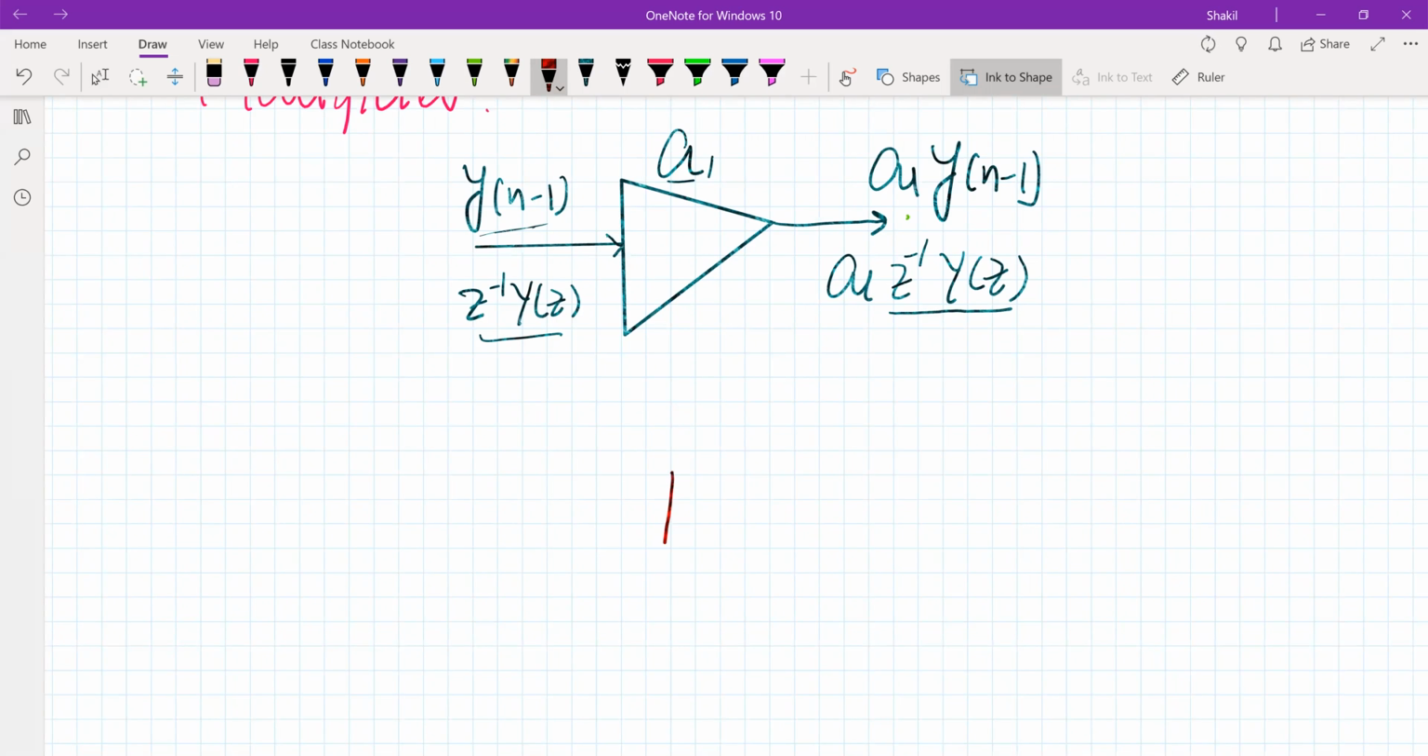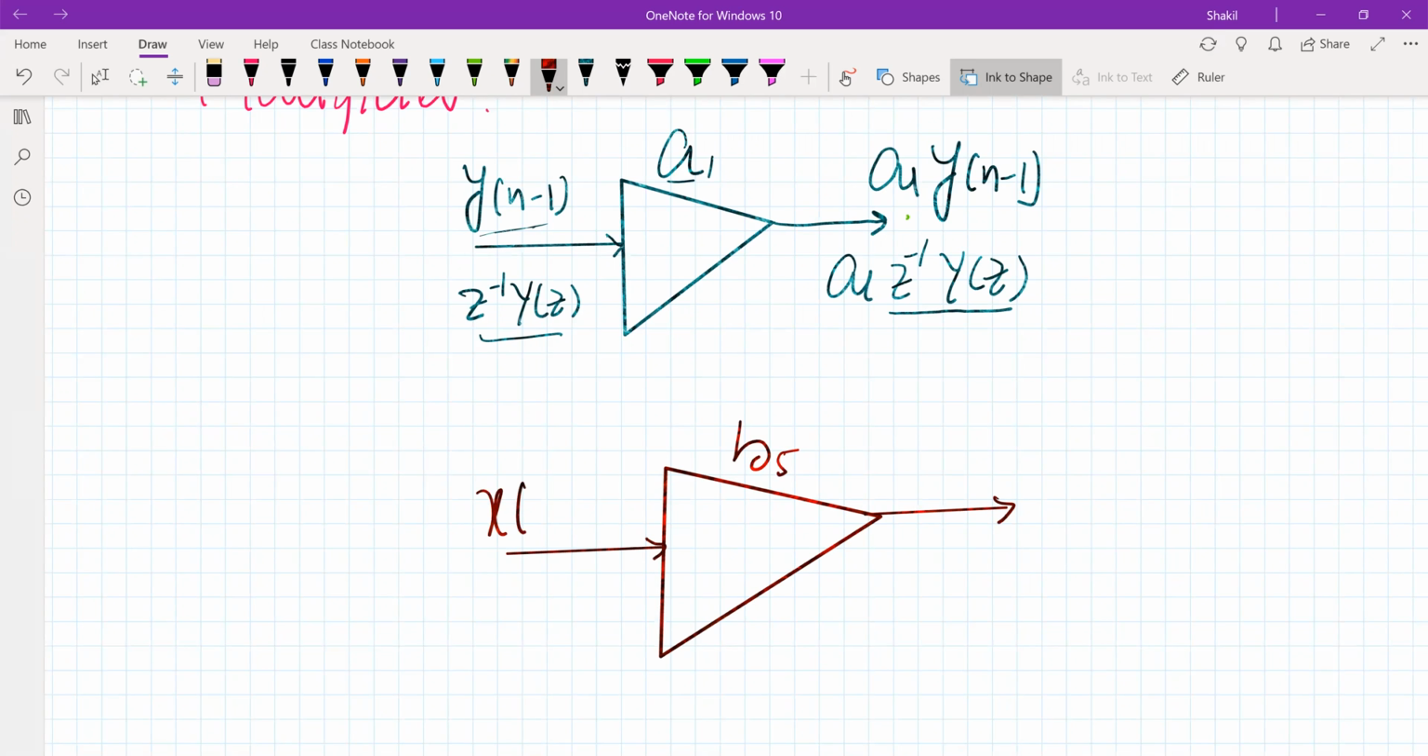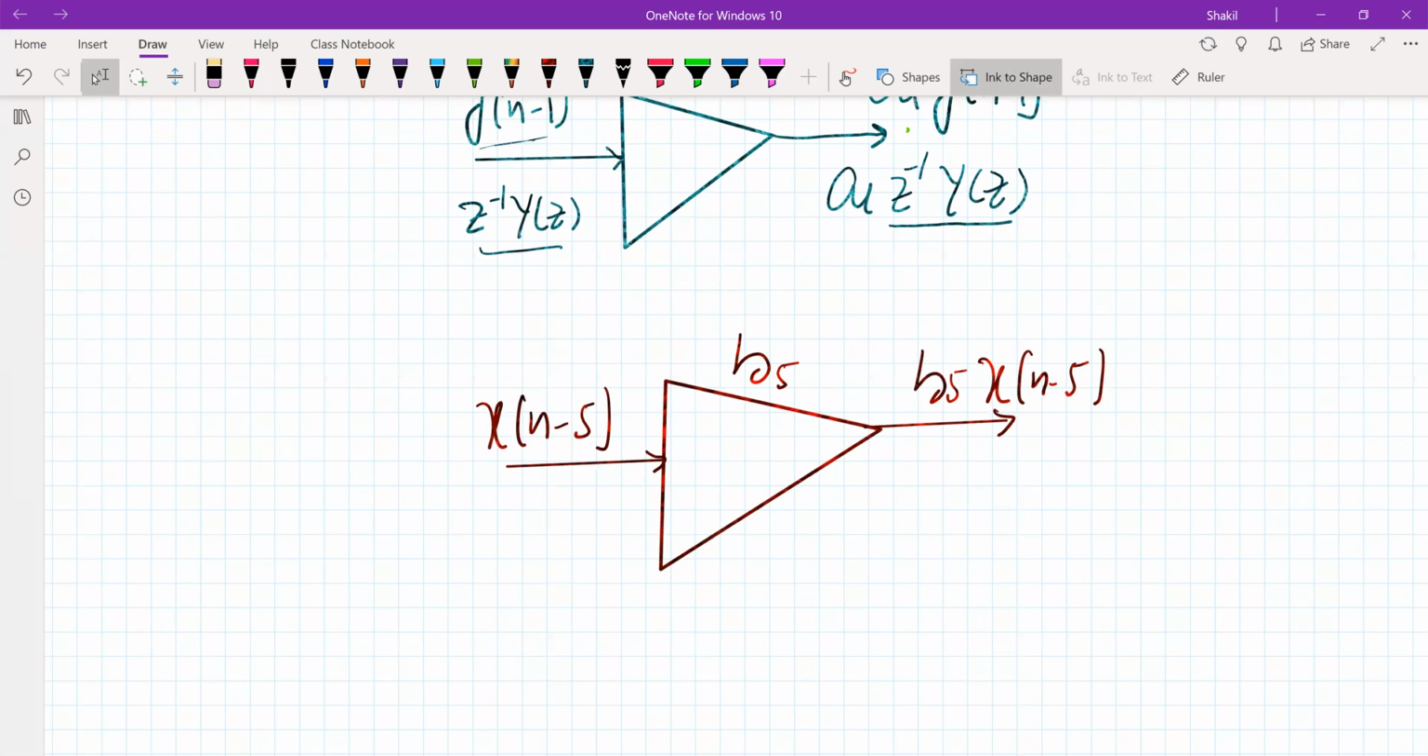First the notation. The notation used is this. This is the input and output, right? And suppose the coefficient is b5. If we are multiplying x of n minus 5 by this coefficient, the output will be b5 x of n minus 5, right? So this will only scale the amplitude.